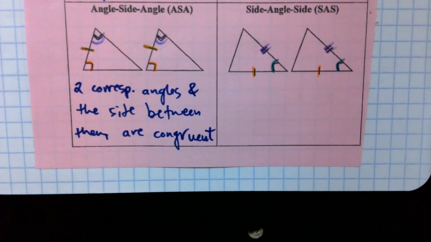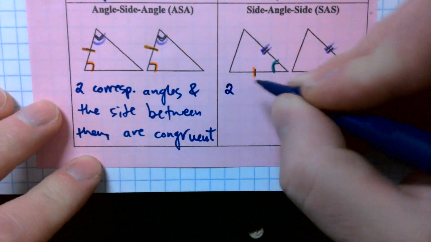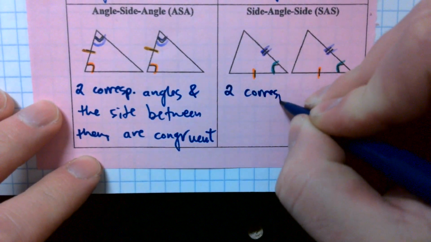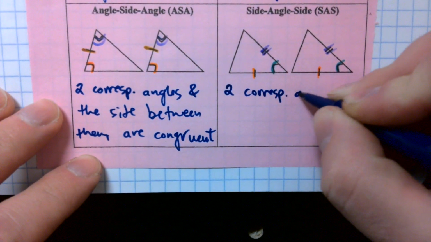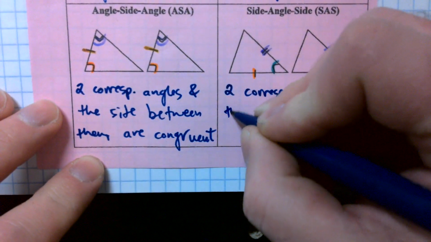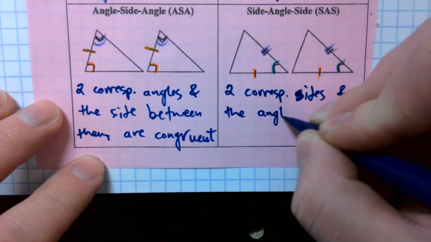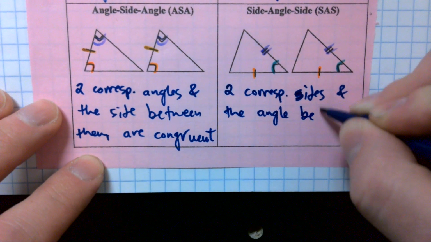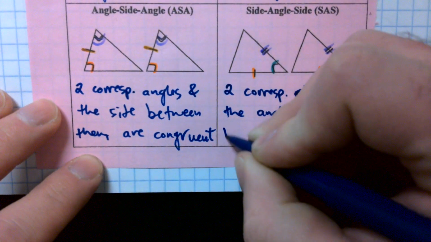It's like the opposite of ASA, obviously. Two corresponding angles, two corresponding sides, and the angle between them are congruent.